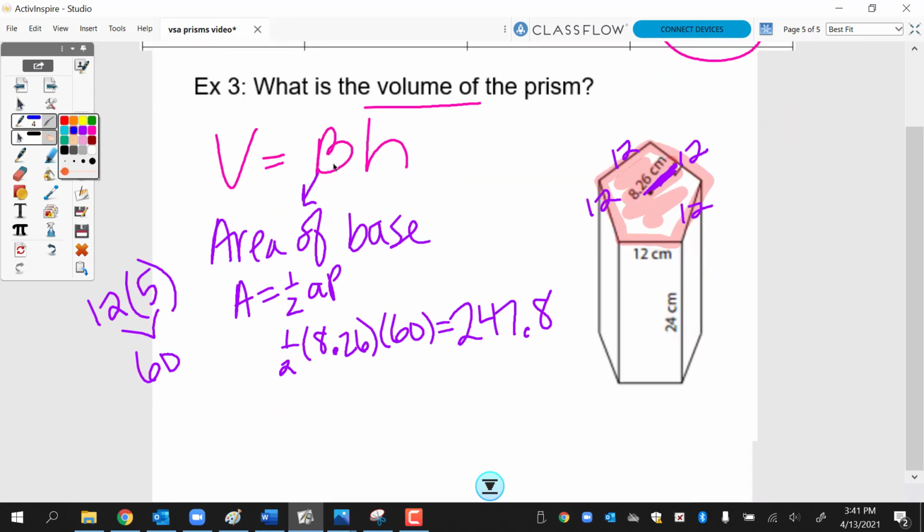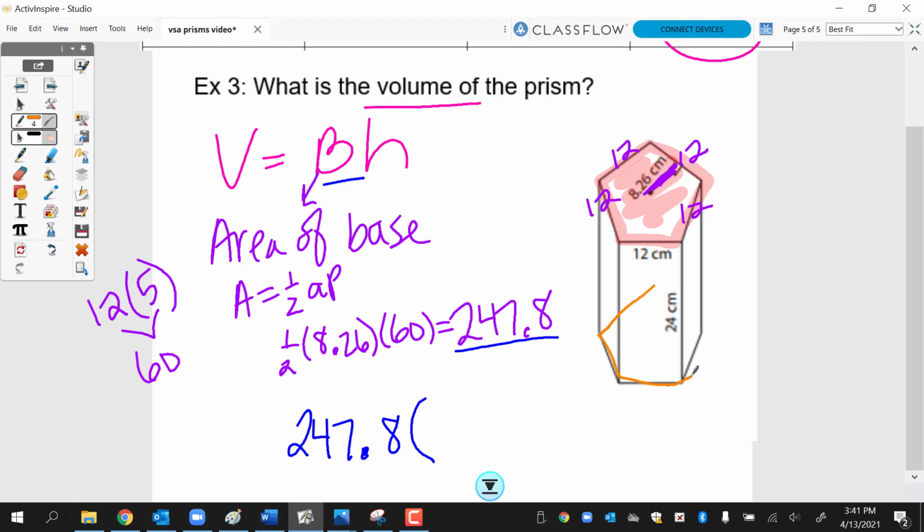New color. So my big B we just got was 247.8. So I'm gonna put 247.8 times the height of the prism that connects our two bases. So my base is up here and it would be down at the bottom. So the side that connects these two is this number right there, is 24. So I'm gonna put that in parentheses.